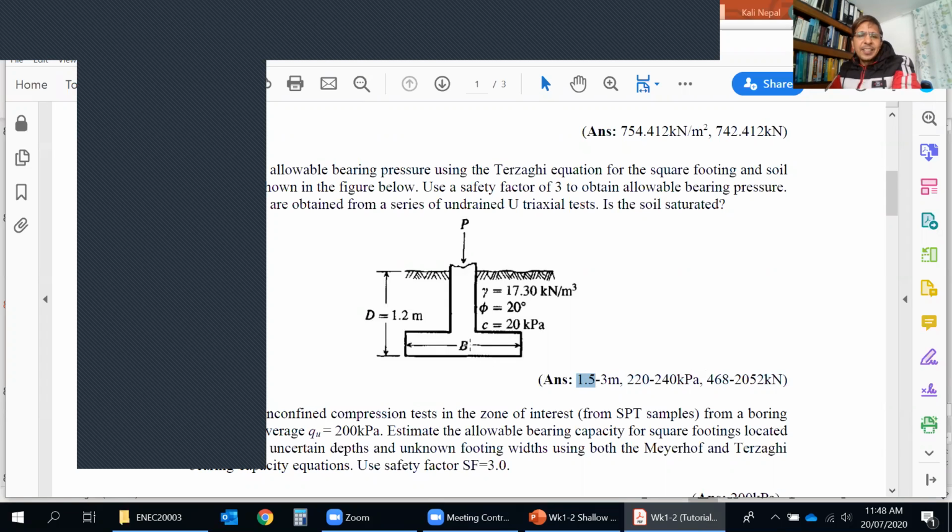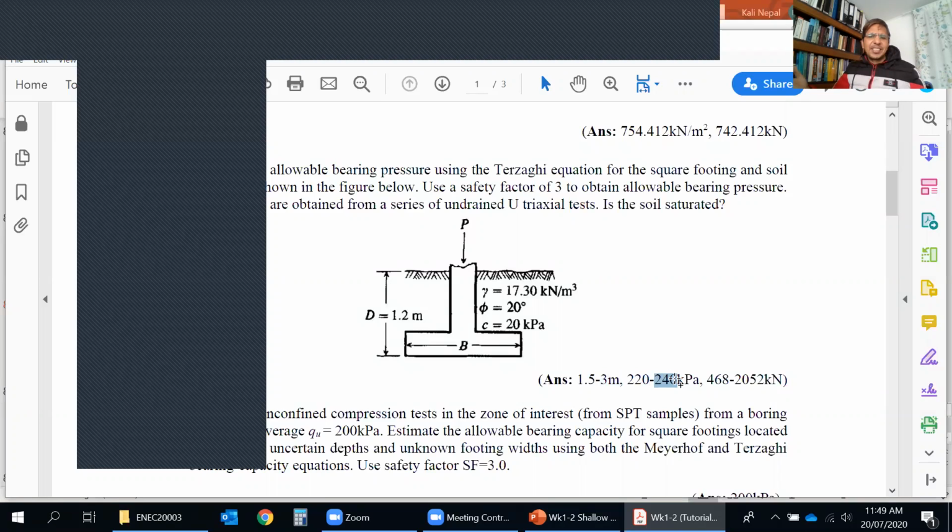Of course, in your exam or test, B would be given, otherwise what answer would you be checking? But in this case, you guys just guess the approximate B value and get the answer. If you put 1.5 as B, you get 220. If you put 3 meter as B, you get 240.